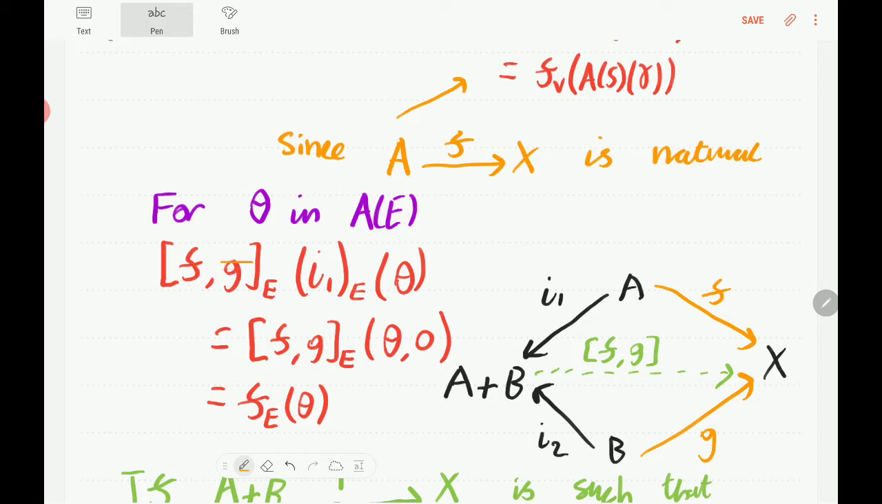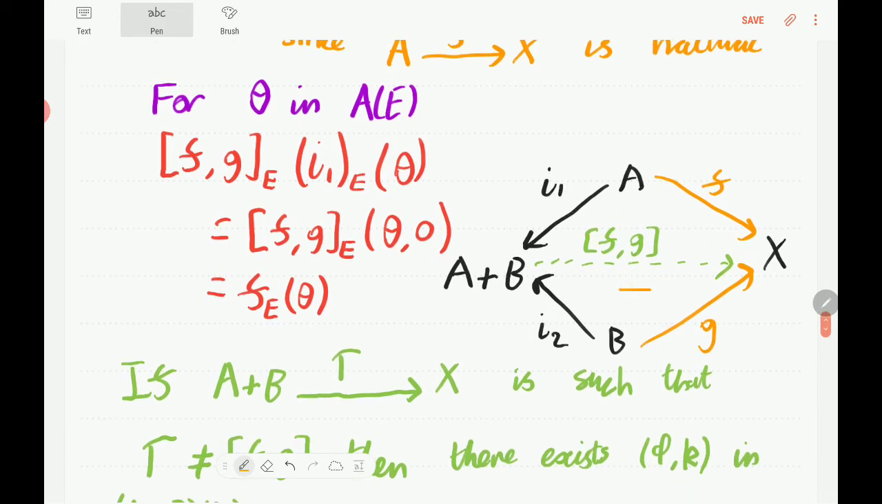well then if we do the eth component of f comma g after the eth component of I on theta, that's going to be what we get if we do the eth component of f comma g on theta comma 0, which is going to be f of e of theta. And so that means this upper triangle commutes. And by similar reasoning, starting with the theta in b of e, you can show that this lower triangle commutes as well. So yes, f comma g does make this diagram commute.